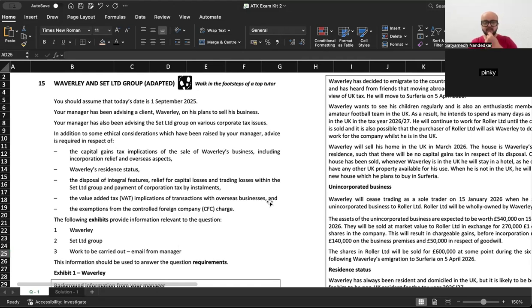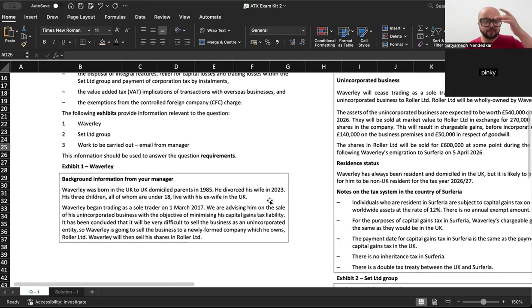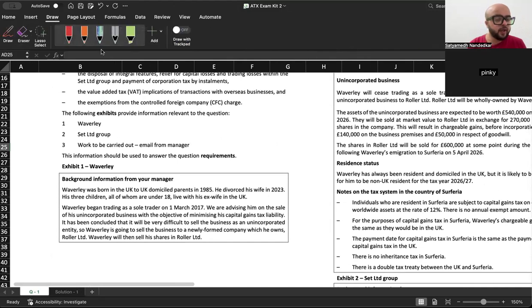Waverley's residence status, the disposal of integral features, relief for capital losses, VAT, exemptions from CFC, there is a lot. Okay. Waverley was born in the UK to UK domicile parents in 1985. He divorced his wife in 2025. Here, there are 2023. There are some important markers. It's not as if it is gossip that he divorced his wife. This is going to have an implication. Okay. His parents are UK domiciled. He divorced his wife, meaning the partner test might not be fulfilled.